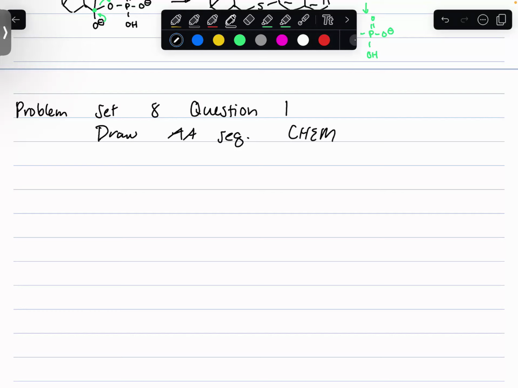So the first step is identifying what amino acids are being referred to here. So C is cysteine, H is histidine, E is glutamine, and M is methionine.